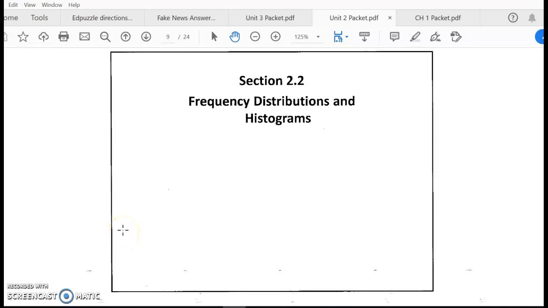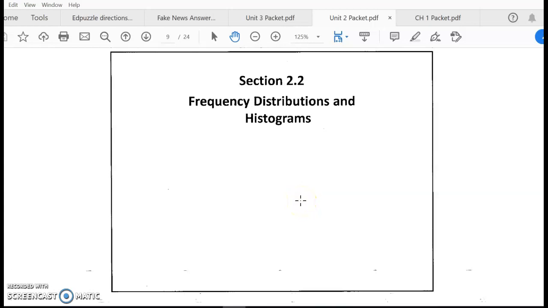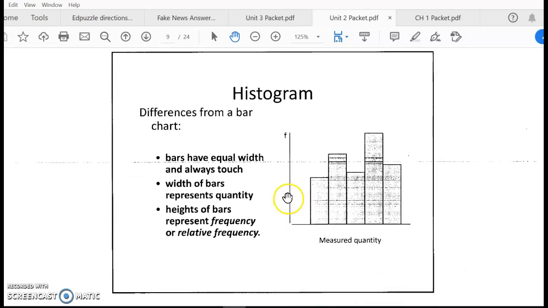All right, Prob-Stats students. Today we're going to look at frequency distributions and histograms. Histograms are similar to bar graphs, but they are different. Bar graphs tend to be with qualitative, categorical data. Histograms are with quantitative numbers. So we can't use them interchangeably. A histogram may look like a bar graph, but there are a lot of differences. And histograms get used a lot more than bar graphs in more advanced level statistics. So just keep that in mind.